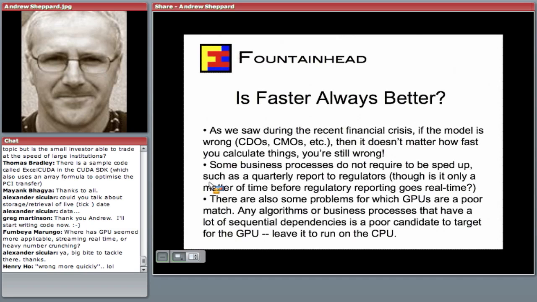And there are aspects of the business that don't require vast speed ups, like reports to regulators on a quarterly basis. However, I would point out, going back to my earlier point about real time, everything is going real time. Eventually, regulation will be, reporting will be in real time too. And there are some problems where GPUs are a poor match. There are algorithms which don't fit well into their computational model, and you're not going to see great speed ups. So leave them on the CPU.